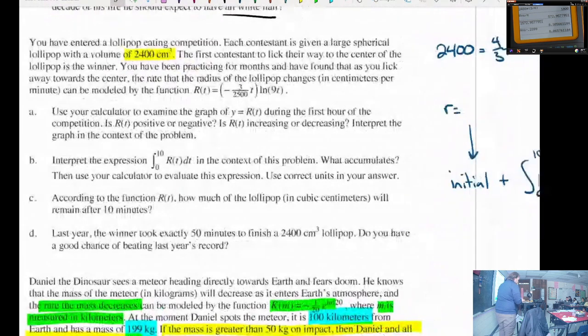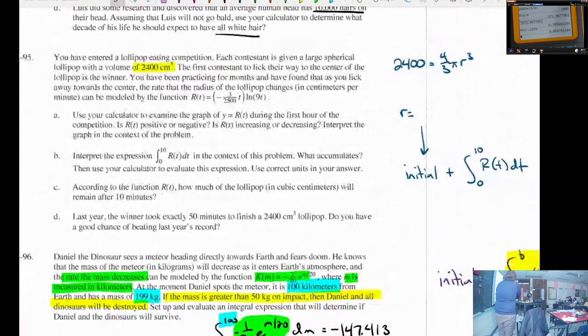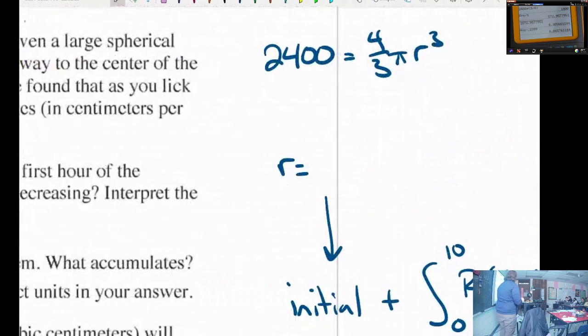Anyway, what's going on in this problem: the first thing you've got to do is figure out the initial radius of the lollipop by doing a little bit of an algebra problem. You've got to know the volume formula for a sphere and then solve it backwards. I did this by multiplying by 3 over 4. I'm just going to use the calculator really quick. I took 2400 and multiplied by 3/4, then divided by pi, and then took the cube root. It looks like it's about 8.3 centimeters initially. So that was the initial radius of this problem.